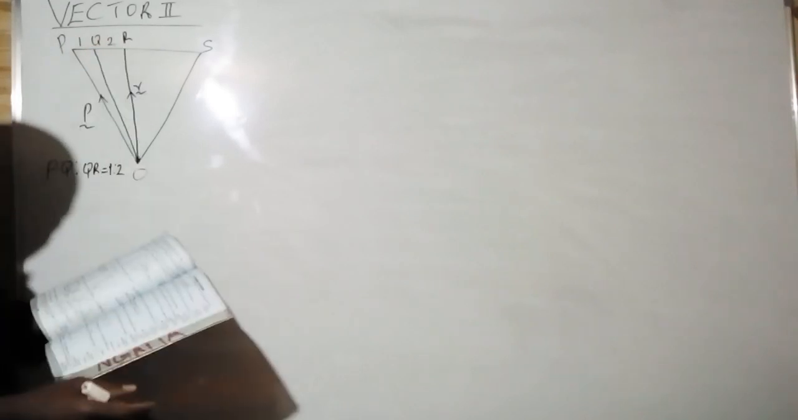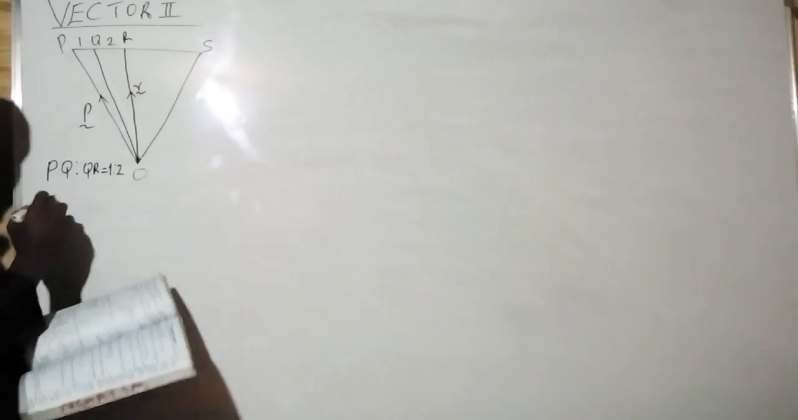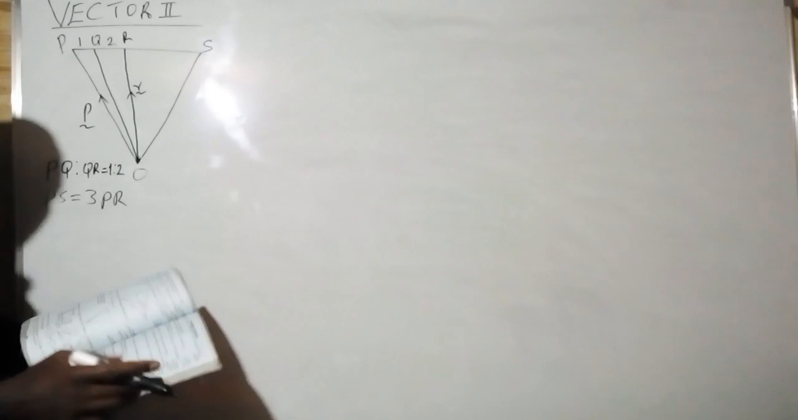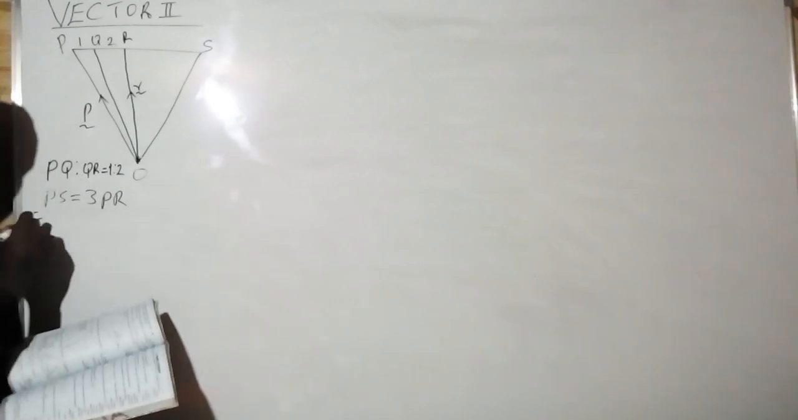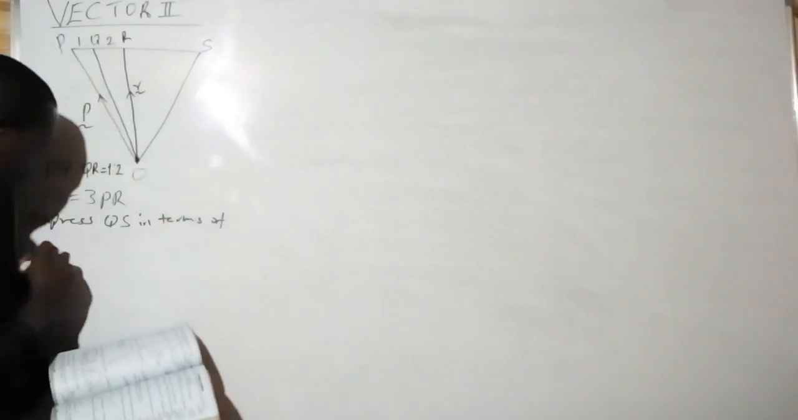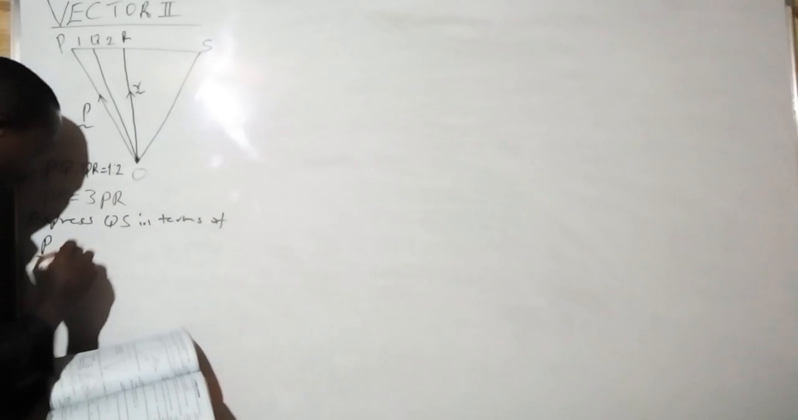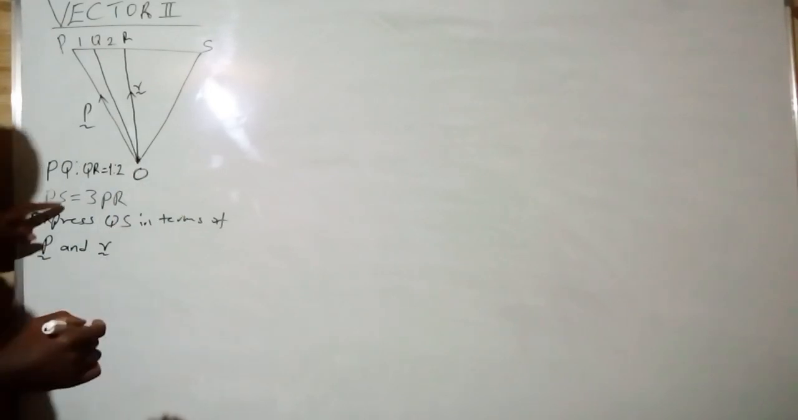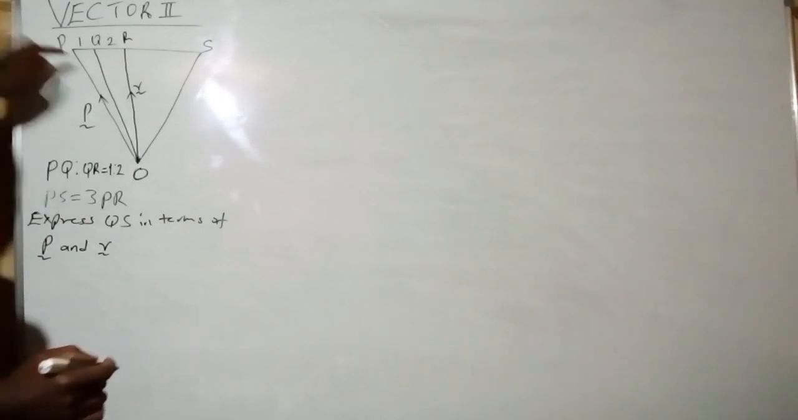Then we have also been told that PS is equal to 3PR, like that. We've been told to express QS in terms of vector P and vector R. These are all origin. PS is equal to 3PR.